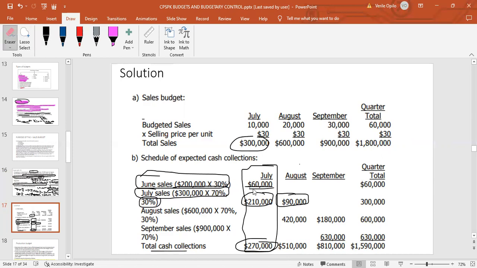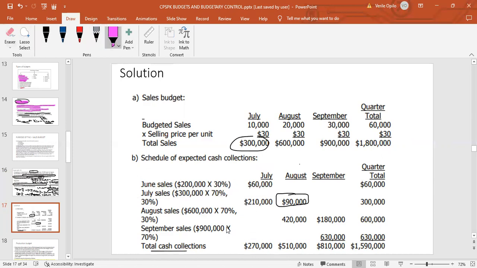Then we can move on to August. For August now, we will receive 30% of what was sold in July, and that is equivalent to 90,000. And then 70% of what was sold in August. In August, we're selling 600,000. So 600,000 times 70%, that should give us 420,000. 30% of what is sold in August is going to be received in September. So 30% of 600,000 is 180,000, to be received in September. So we can now finish off with August and say that for August, the total cash collections will be the 90,000 plus 420,000. So total cash collection will be equal to 510,000.